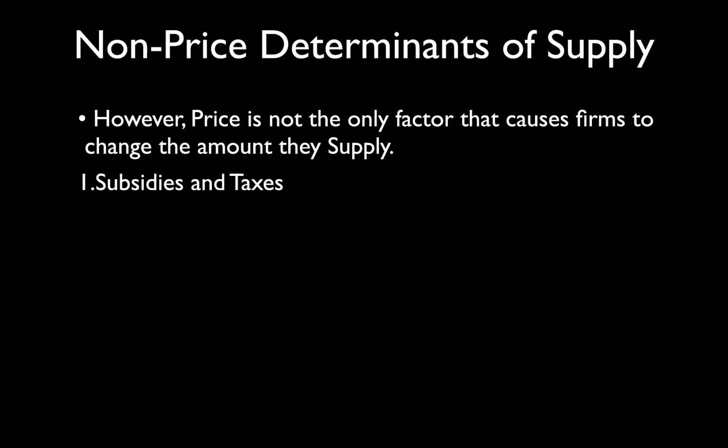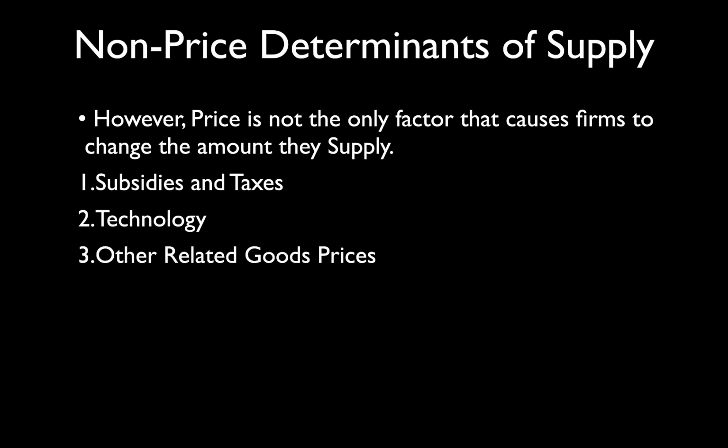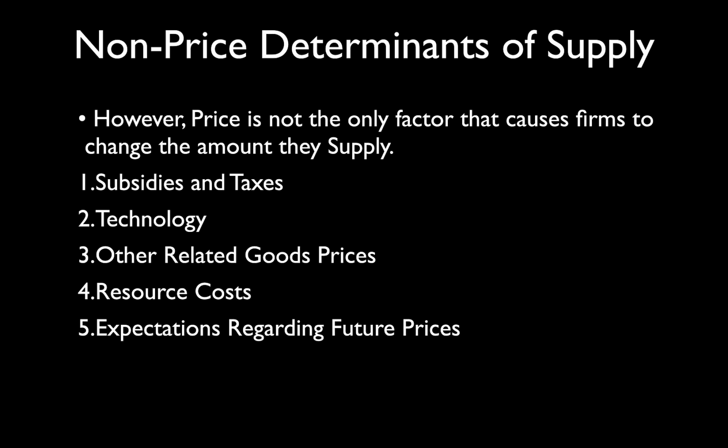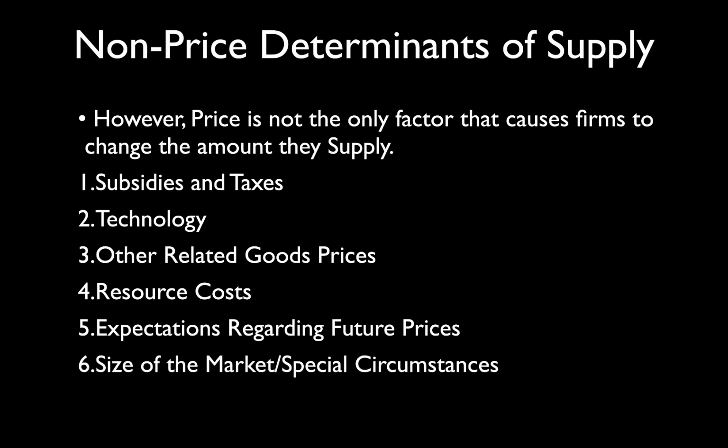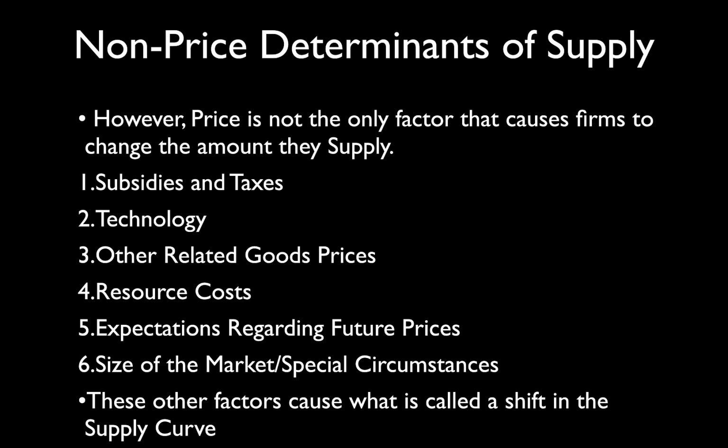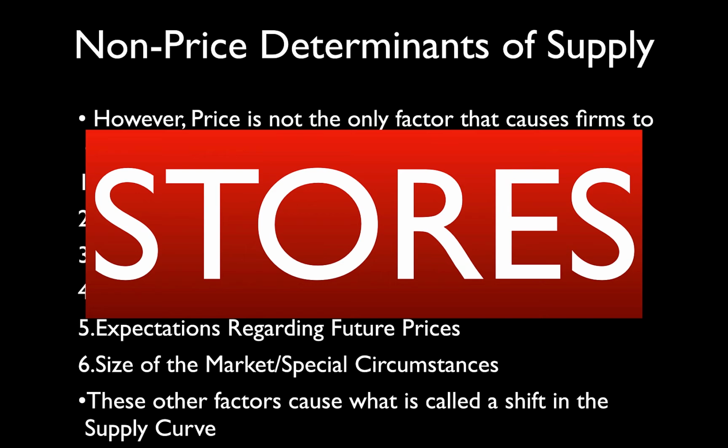Okay, so the first one was changes in subsidies and changes in indirect taxes. The second one was changes in technology. The third one was changes in other related goods prices. The fourth one was changes in resource costs. The fifth one was changes in expectations regarding future price. And the last one is changes in the size of the market or an unusual special circumstance. All of these listed above will cause a shift, and we're using the term stores to try to remember them.